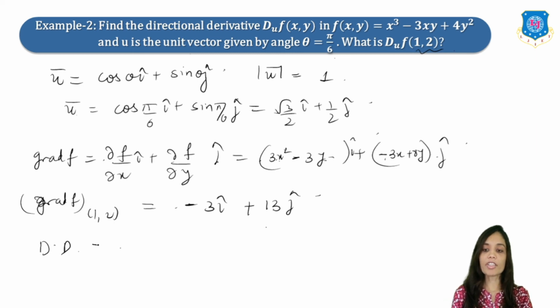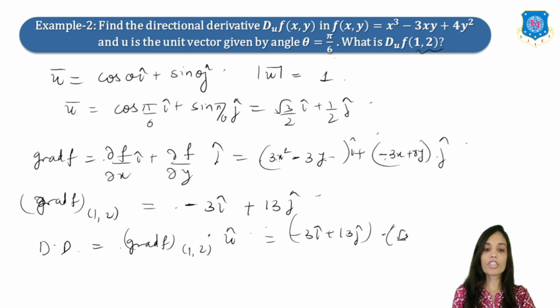So the directional derivative answer will be gradient of f at (1, 2) dot u cap, right? Here our direction is in the direction of u bar. So -3 i cap plus 13 j cap dot u cap means u bar upon mod u bar. So dot root 3 by 2 i cap plus 1 upon 2 j cap. Mod u bar is 1. So we don't have to do that, right? Now just do the dot product. So last answer is -3 root 3 by 2 plus 13 by 2. So this is the answer of the directional derivative. So I hope you have understood throughout the session. Thank you for watching.